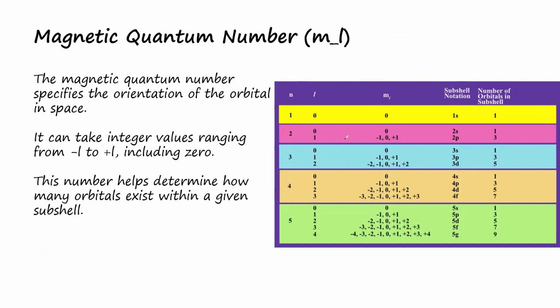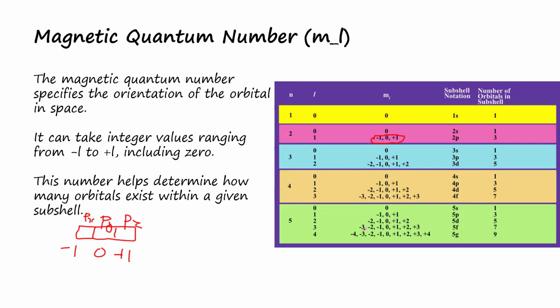And of course, for L equals 1, it is the p orbital. That is why p orbitals have 3 subshells. The first one here is -1, this one is 0, and this one is +1. So the one with -1 is px, the second one is py, and the last one is pz. So these are the three subshells for the p orbital. That is how the magnetic quantum number gives an atomic orbital its own orientation in space.